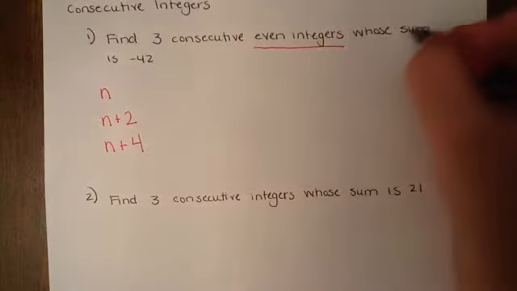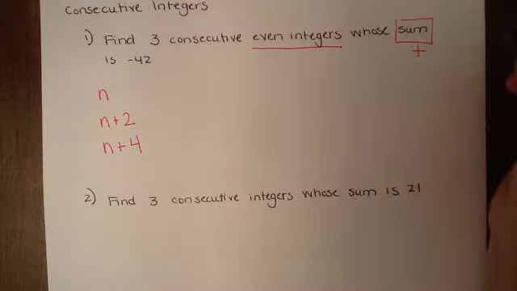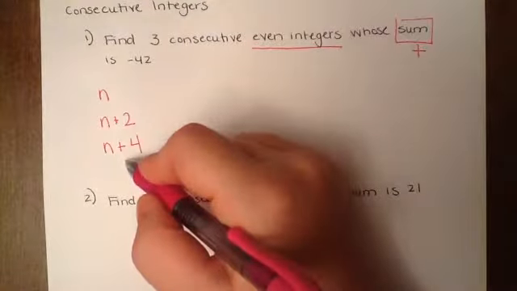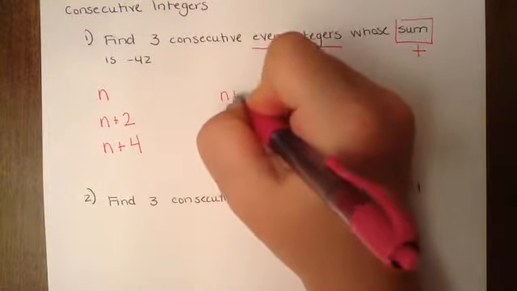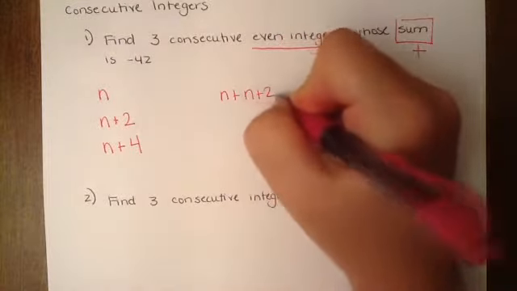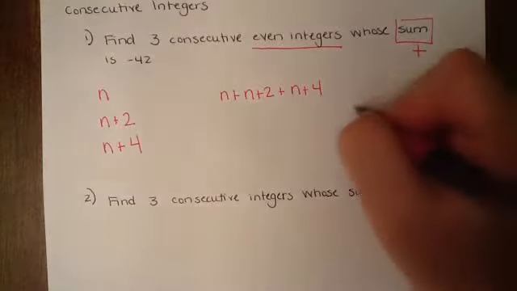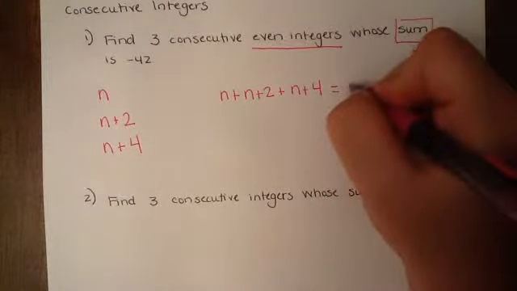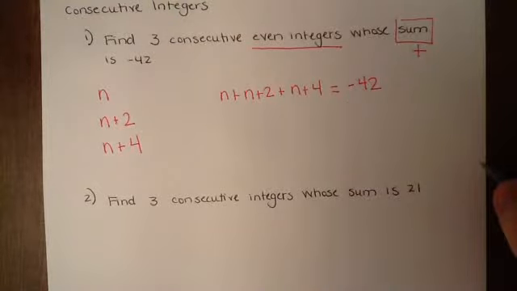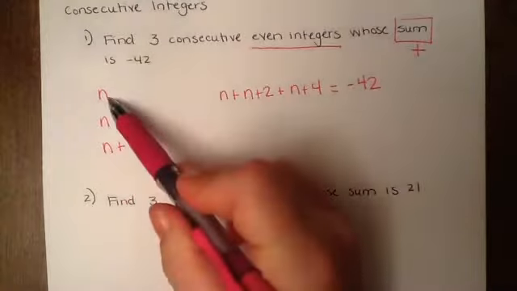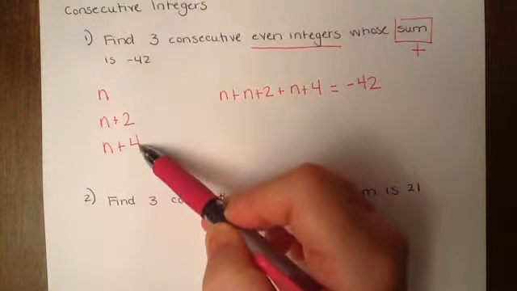We want their sum, and what does the word sum mean? Add. So if I add these 3 up, I want it to equal -42. So let's add them up. n plus, there's my second one, plus my third number, and we want this to equal -42. So here's my first number. If it's even, I'm going to add 2 again for my next number.